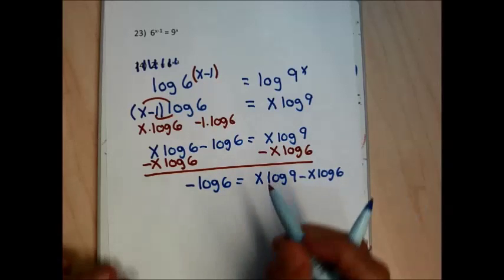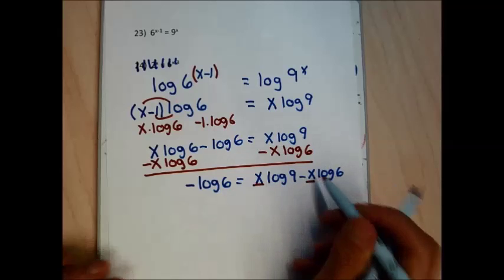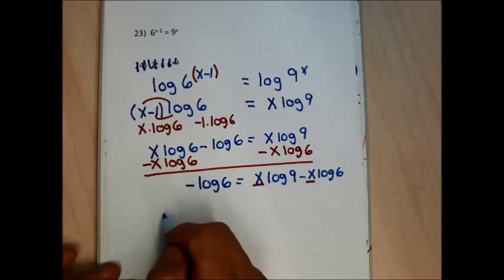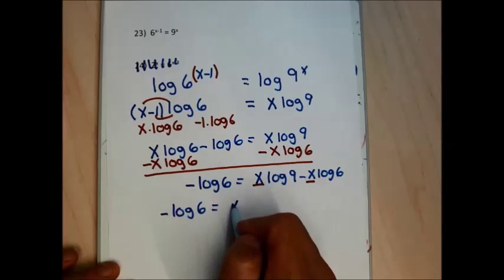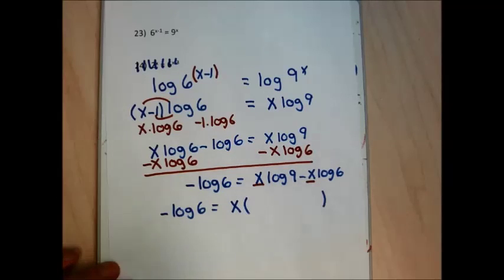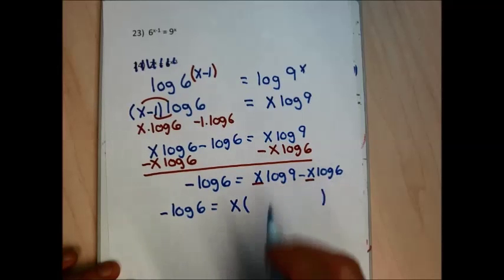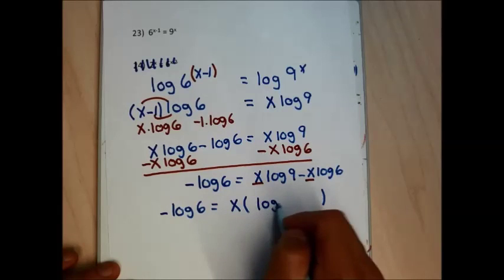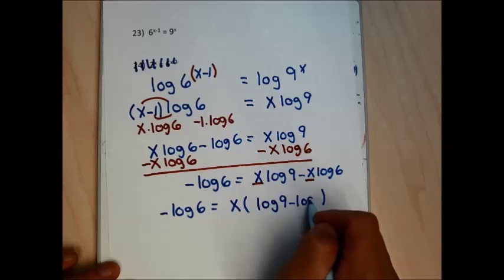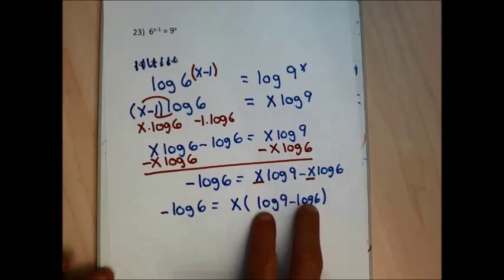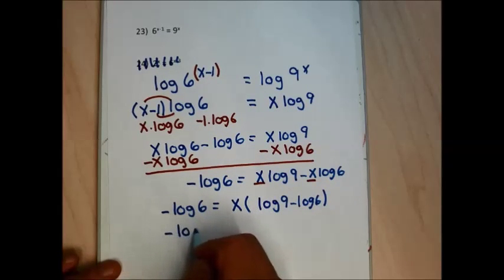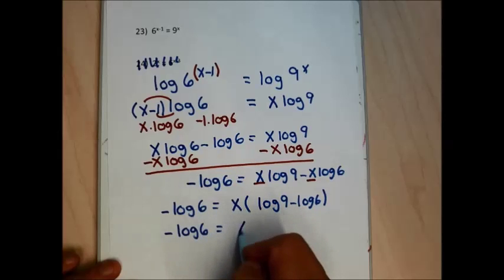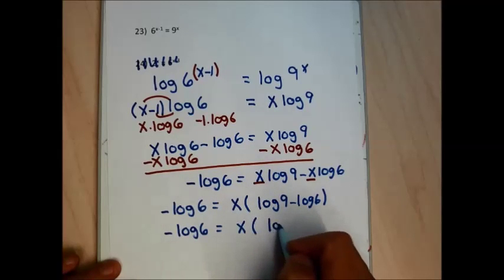Just like I did in the last problem, on the side that has the x's, once they're both on the same side, I'm going to factor out the x as a GCF. So I'm going to rewrite the right-hand side with parentheses with an x as a common factor in front of that parentheses. Inside the parentheses, I'm going to have log of 9 minus log of 6. You could actually divide both sides right now and solve for x, but it's going to make the calculator work a lot easier if I rewrite the right-hand side so that it only has one logarithm.